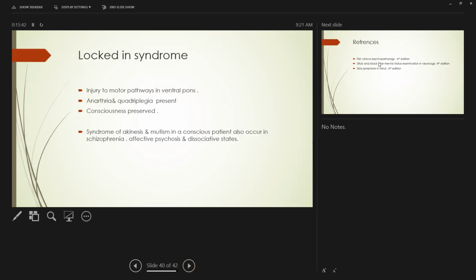And last is locked-in syndrome. It occurs due to injury in the motor pathway in the ventral pons. In this also there is mutism and quadriplegia, but the consciousness is preserved. Syndromes of akinesia and mutism in a conscious patient also occur in schizophrenia, affective psychosis, and dissociative states.